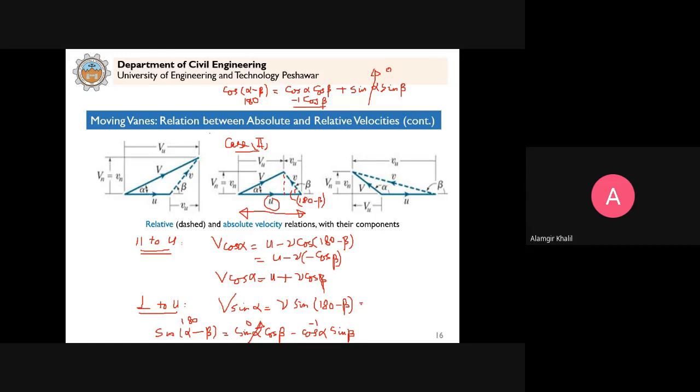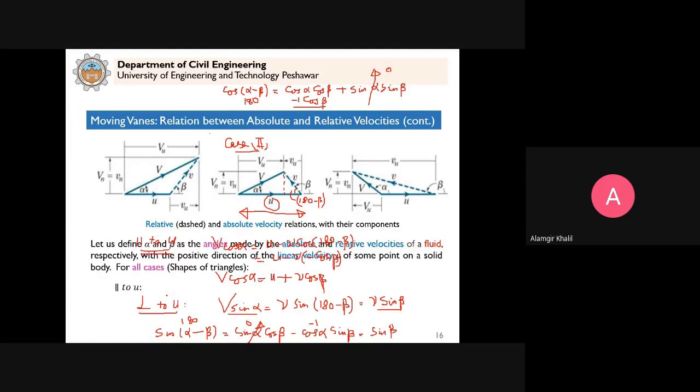So now this will be equal to small v into, minus is plus, so this is equal to sine of beta. So you see v sine of alpha is equal to small v sine of beta. This is what we obtained earlier. This is what we obtained here.